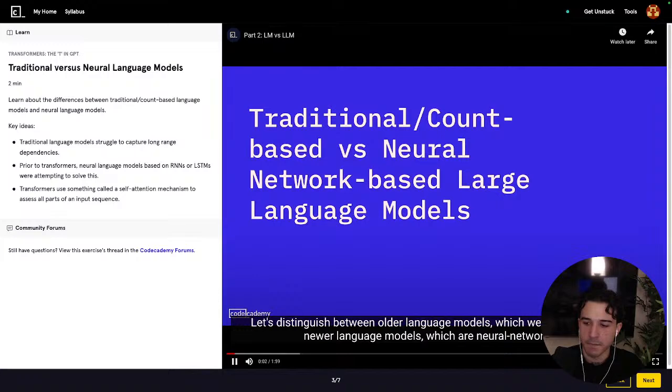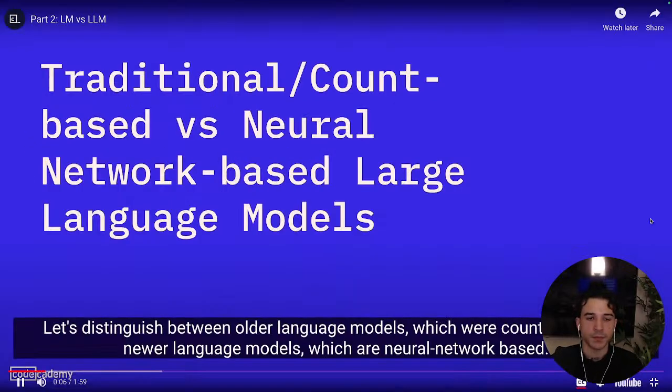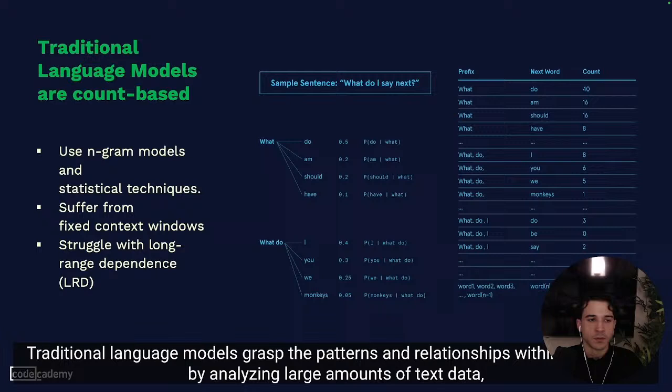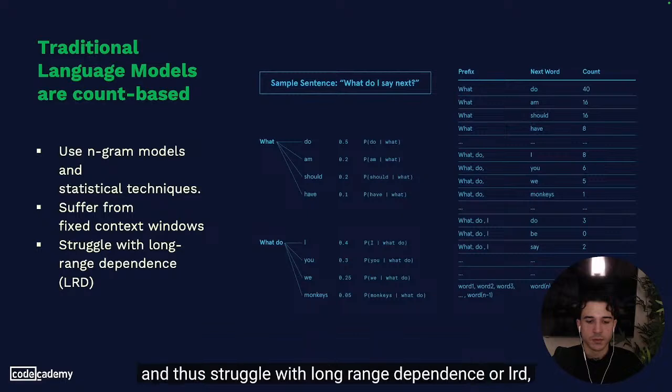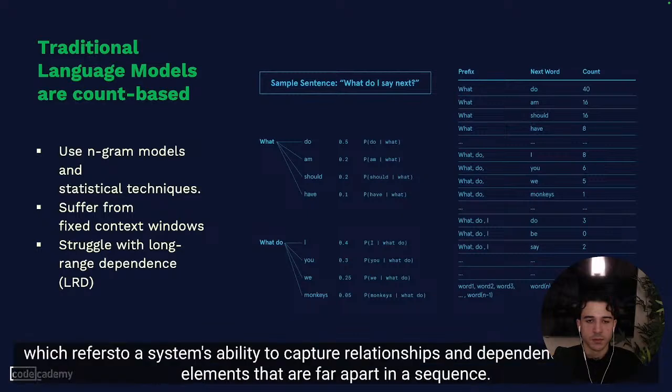Let's distinguish between older language models, which were count-based, and newer language models, which are neural network-based. Traditional language models grasp the patterns and relationships within a language by analyzing large amounts of text data, often using n-gram models and statistical techniques. However, these count-based language models suffer from fixed context windows and thus struggle with long-range dependence, or LRD, which refers to a system's ability to capture relationships and dependencies between elements that are far apart in a sequence.